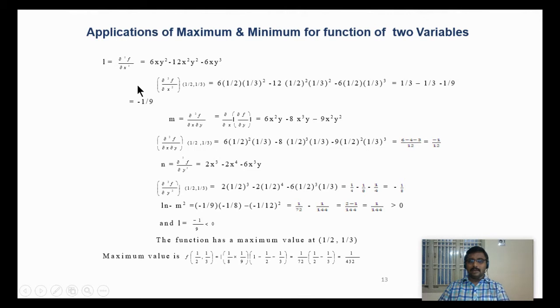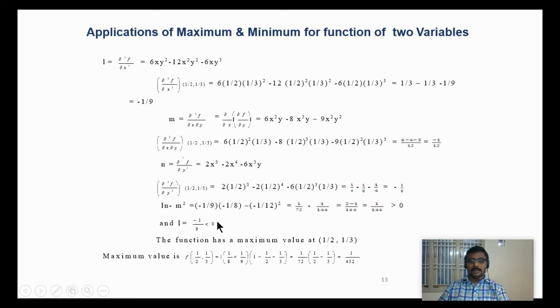Now L, M, N computed at the point (1/2, 1/3). What is L? Dou square f by dou x square. M? Dou square f by dou x dou y. N? Dou square f by dou y square. These partial derivatives are computed at the stationary point (1/2, 1/3). So thus we will have L is negative 1 by 9, M is negative 1 by 12, and N is negative 1 by 8.